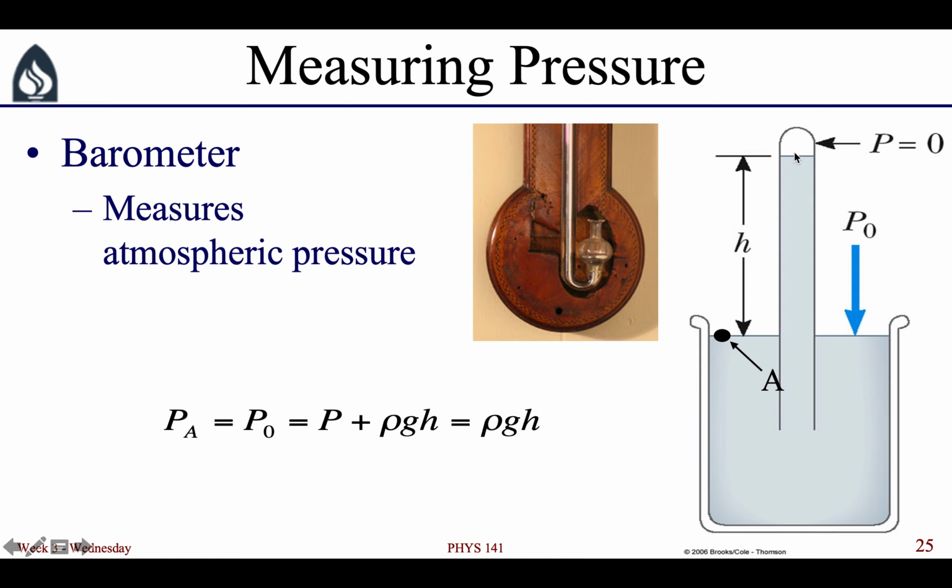which is 0, plus rho g h, where rho is the density of the fluid and h is the height of this column of fluid. So since we know this pressure is 0 at the top, and the pressure at the top plus rho g h is equal to the pressure here, we can measure the height of the column of mercury and multiply it times g times the density of the mercury, and that will give us the pressure here, which is also the atmospheric pressure. So we can directly measure the atmospheric pressure and changes in the atmospheric pressure.